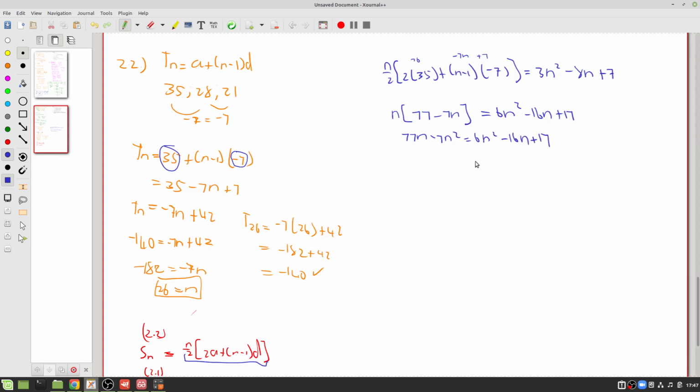Okay, so we can see it's a quadratic trinomial, right? It's got n squareds, n's, and numbers. So we want to get everything to one side equals 0. So 0 equals 6n squared plus 7n squared is 13n squared. Then negative 16n minus 77n is minus 93n. And then plus 17.